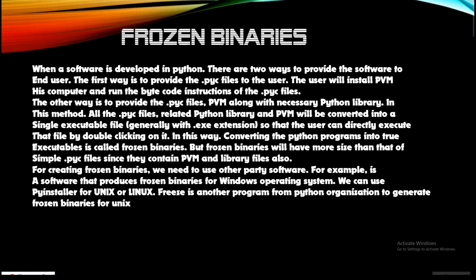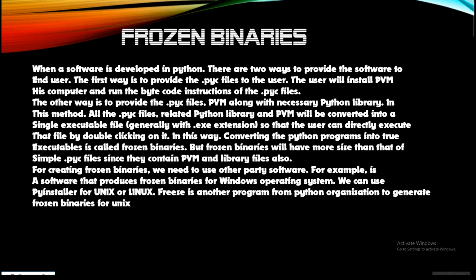Frozen binaries. When a software is developed in Python, there are two ways to provide the software to the end user. The first way is to provide the PYC files to the user. The user will install PVM on his computer and run the bytecode instructions of the PYC files. The other way is to provide the PYC files, PVM, along with the necessary Python library. In this method, all of the PYC files, related Python library, and PVM will be converted into a single executable file so that the user can directly execute that file by double-clicking on it. In this way, converting the Python programs into true executables is called frozen binaries.